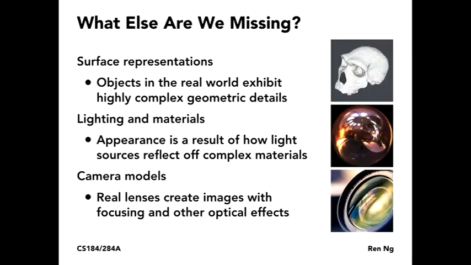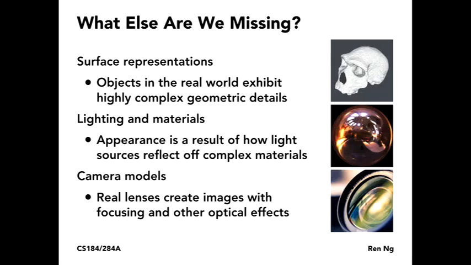Surface representations: objects in the real world exhibit highly complex geometric details. The lighting and the materials: the appearance is a result of how the light sources, which we didn't see directly in either of those rendered images, light sources which are off screen in those cases, are entering the scene, reflecting off those materials, actually bouncing many times in between those materials before those photons of light arrive at the camera. And then there's a camera model.